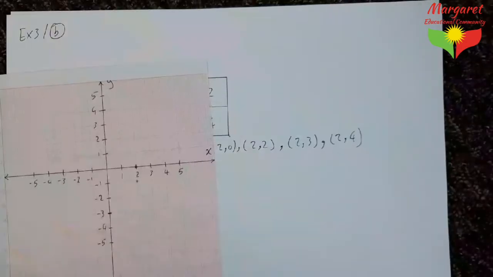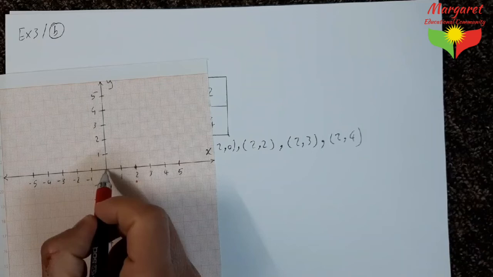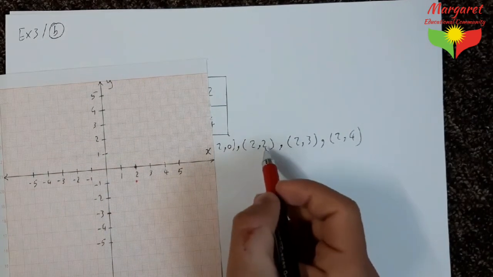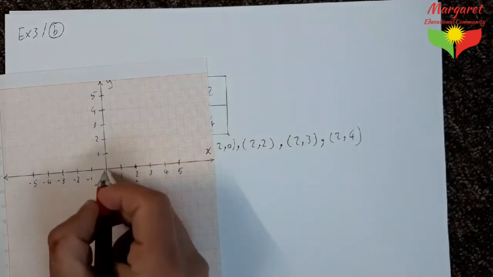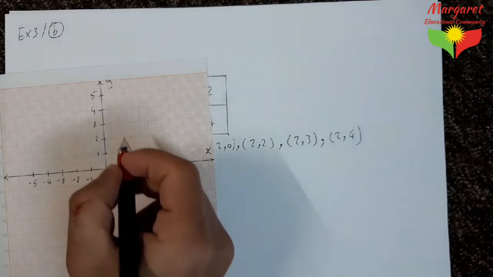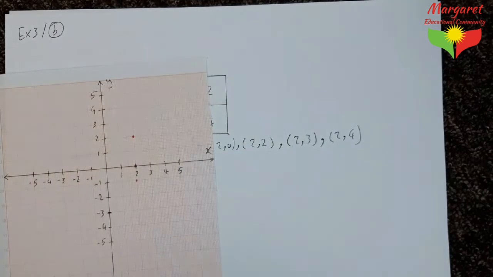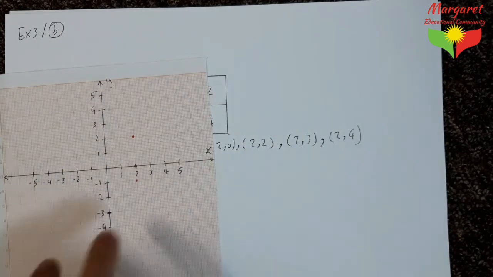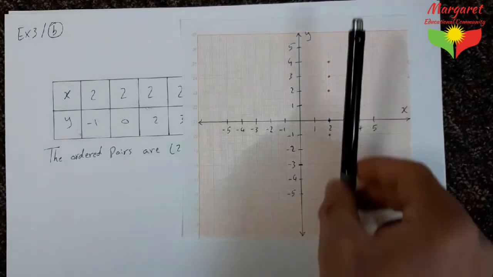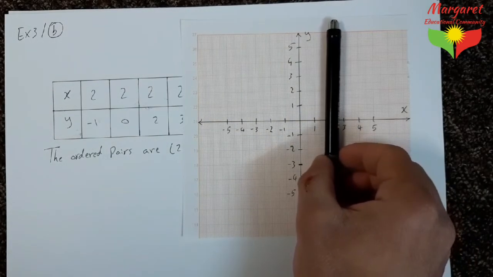And to plot 2, 2, also start at the origin and move 2 units to the right and 2 units up. So 1, 2 and 1, 2. You can plot another point. Okay. Now, if you see the figure, all the points lie on a vertical line.